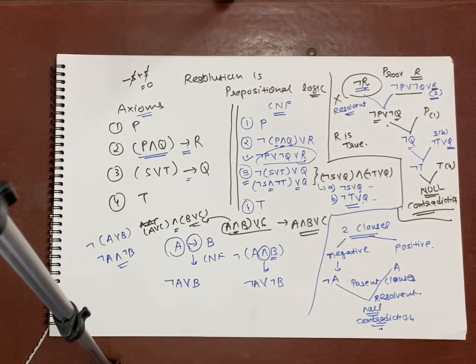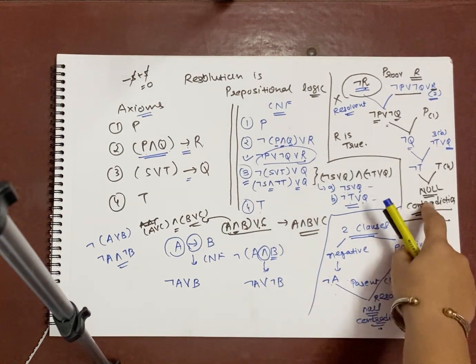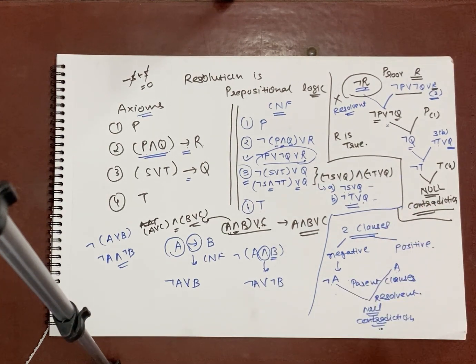Are you getting this? So this is how resolution is actually applied in propositional logic, and the same algorithm is applied if you have to apply resolution even with facts and predicates.